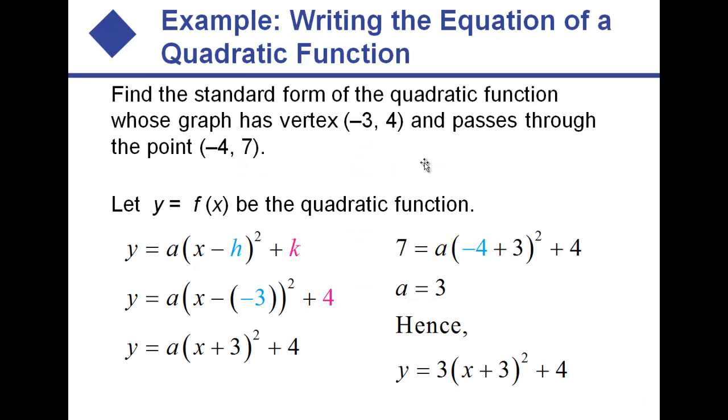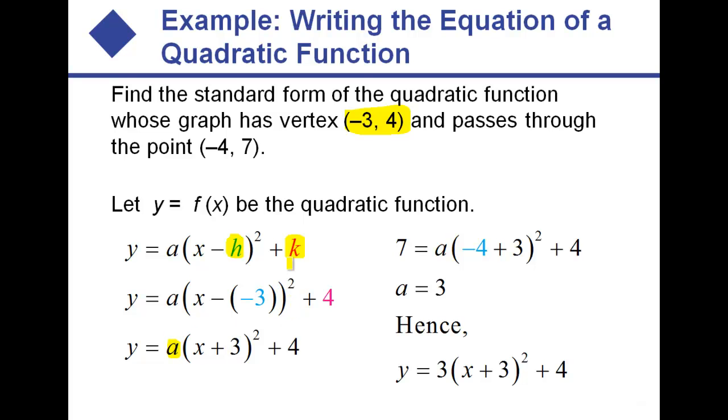Here's an example of how you can write the equation of a quadratic function in that standard form given some information. They give you the vertex and a point that it passes through. The first thing you do is plug those vertex numbers into your formula. You plug -3 in for h and 4 in for k, and of course when you're subtracting a -3 you end up adding the 3, and all that's left now is a.